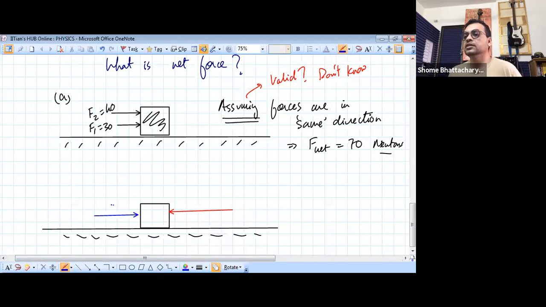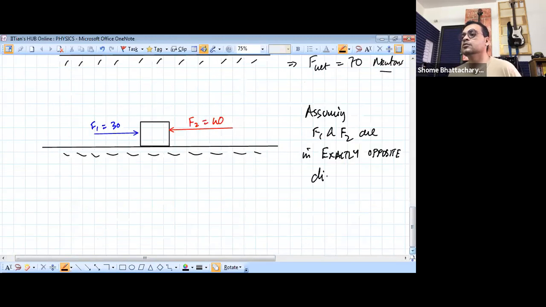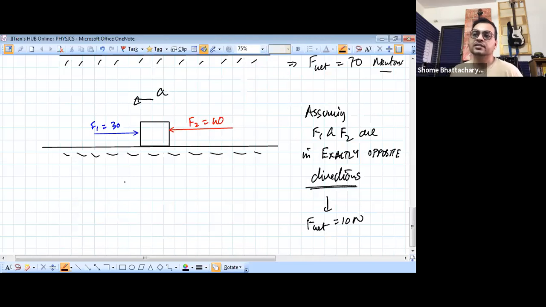Because ye force kitna tha? Ye 30 newtons tha. Aur ye force 40 newtons tha. Now if I take this assumption that here I am assuming F1 and F2 are in exactly opposite directions. In exactly opposite directions. In that case, what will happen? The net force will become 10. Correct? And the net force's direction, correct, will be in this direction. So the body will in fact accelerate like this. Very good. So assuming it's like this.